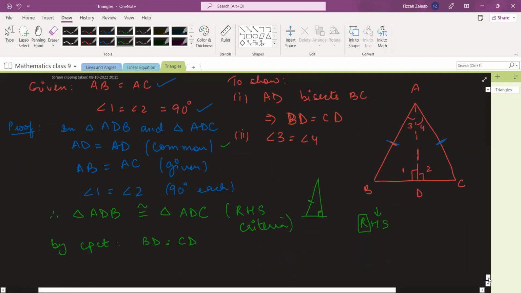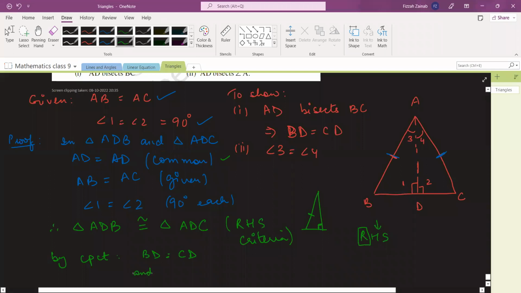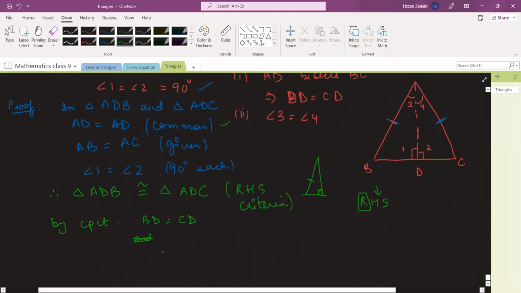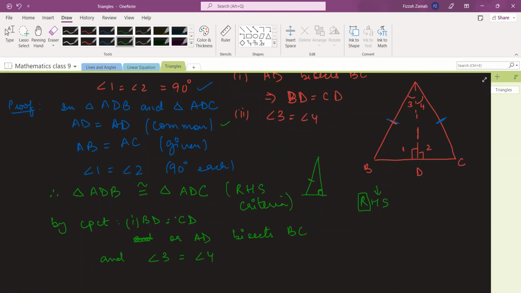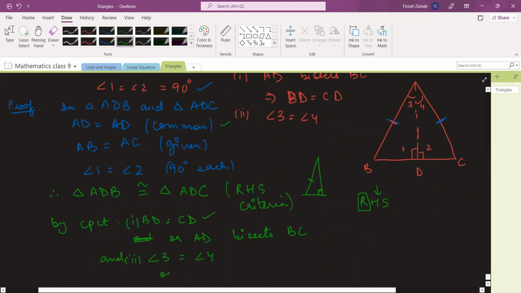And so in terms of the question, you can write that AD bisects BC, right? And also angle 3 is equal to angle 4 by CPCT. So you can show two things by CPCT. The first thing is this, and the second is that angle 3 is equal to angle 4, or you can say that AD is the bisector of angle A.